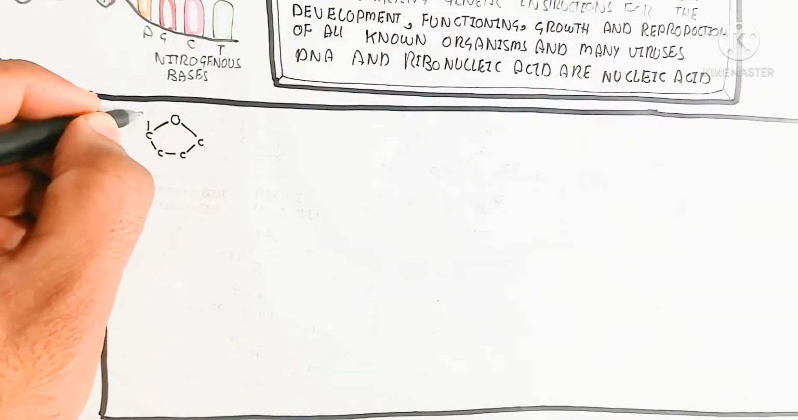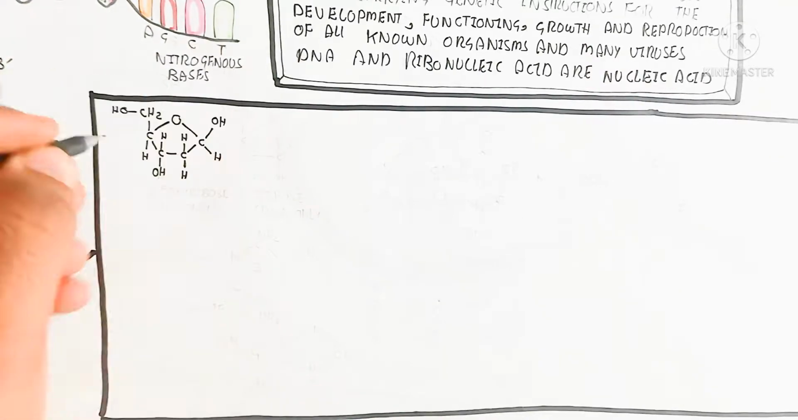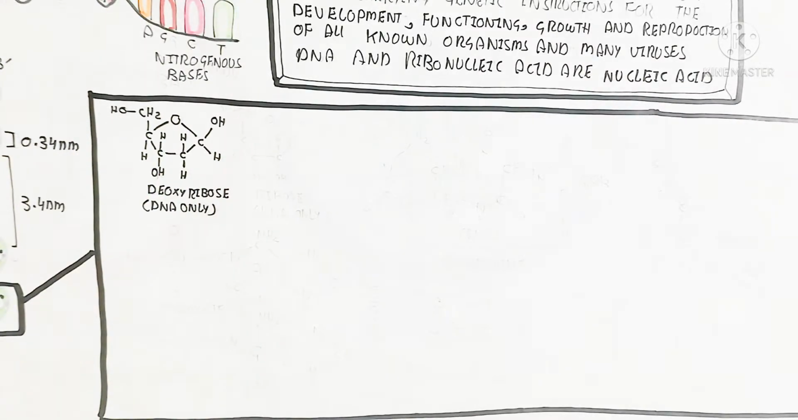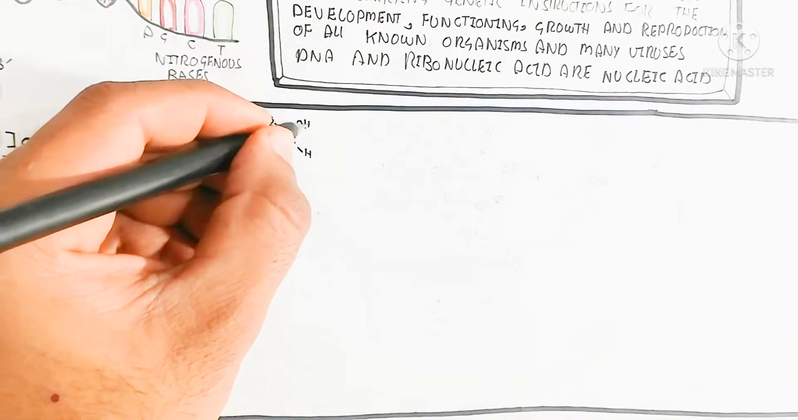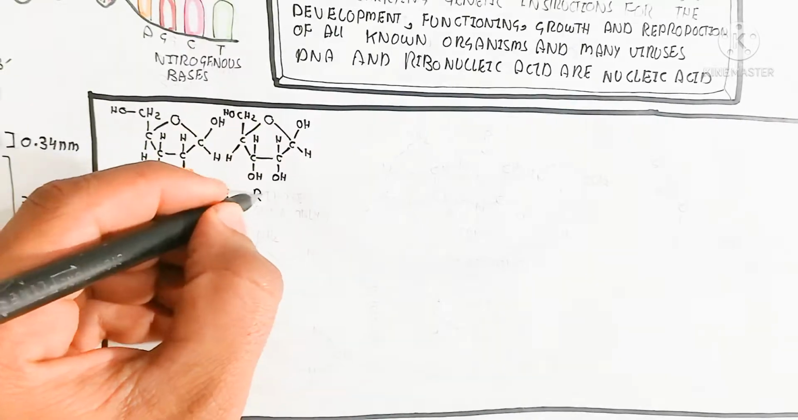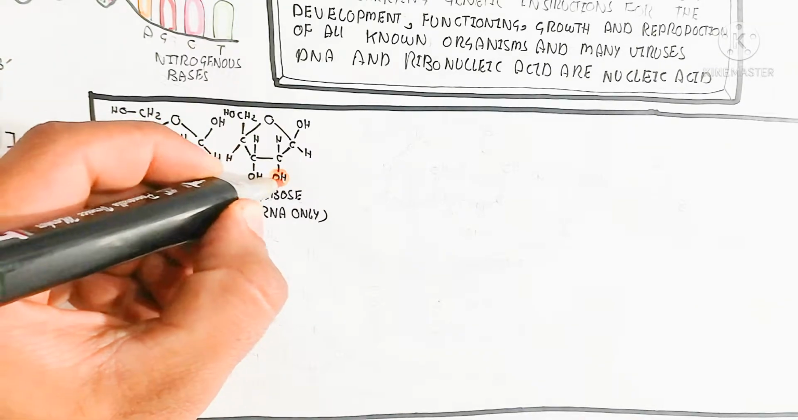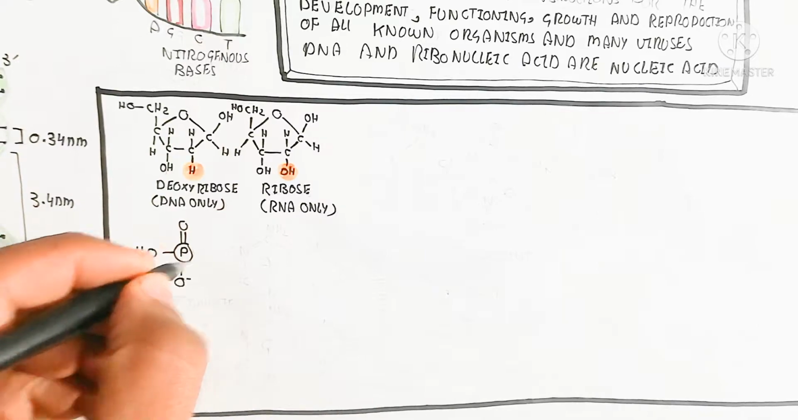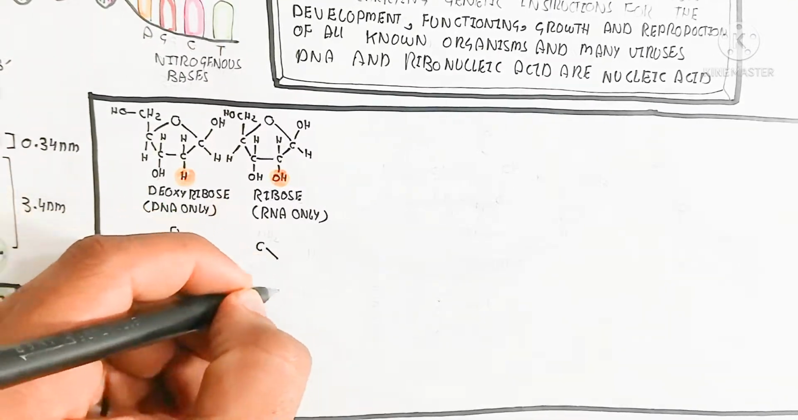So let's have a quick overview of the components with the biochemical formulas. Here is the deoxyribose. It means there is only hydrogen, so this is present in DNA only. While here is the ribose, which contains a hydroxyl group, so that is always present in RNA, because of ribonucleic acid. While deoxyribonucleic acid means deoxy, so it means the oxygen is not present. Here is the phosphate group.